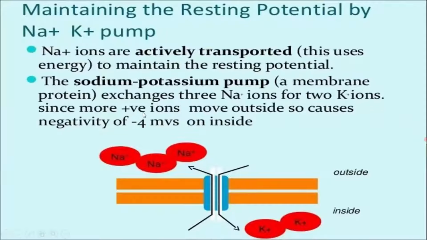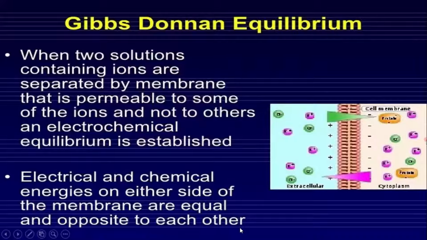So we have already discussed that it contributes -4 millivolt to the resting membrane potential. And there are 3 sodium pumped out of the cell, and here you can see 2 potassium move into the cell with breakdown of ATP.